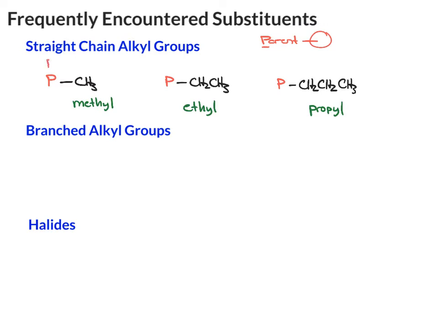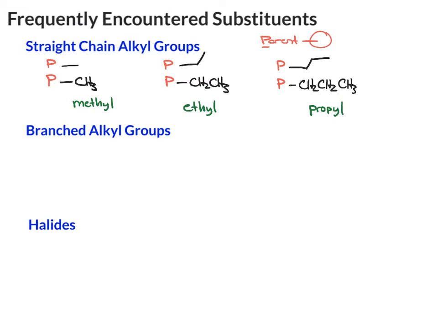We can use our skeletal structures, so that would be the methyl, there's ethyl, there's propyl. We're also going to commonly run into branched alkyl groups attached to a parent. And there's a few general names that you should know for these.